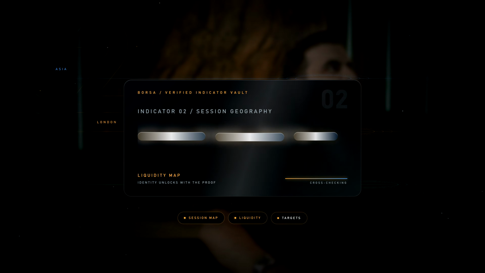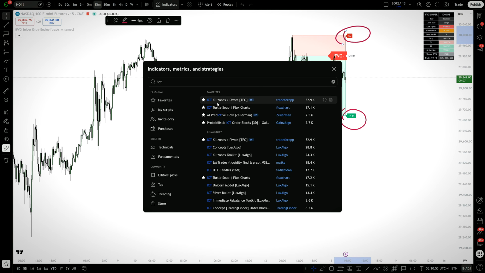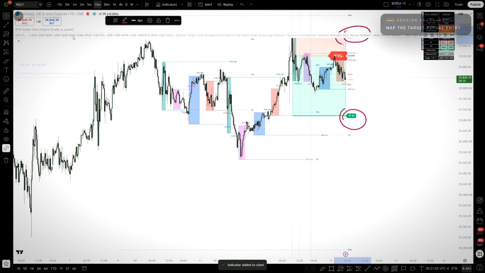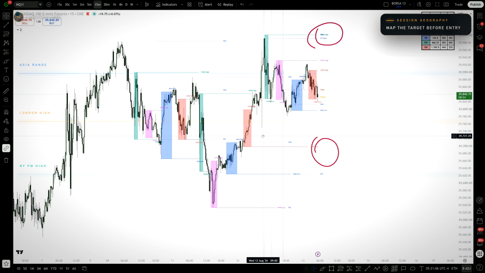So the second indicator is, we will go to Indicators tab and this is one of my favorite also, and you will search ICT and you will see ICT Killzones plus Pivots. And this is editor's pick indicator from TradingView and there is a reason. Let's add it to our chart. I will hide this IFG indicator for a moment.